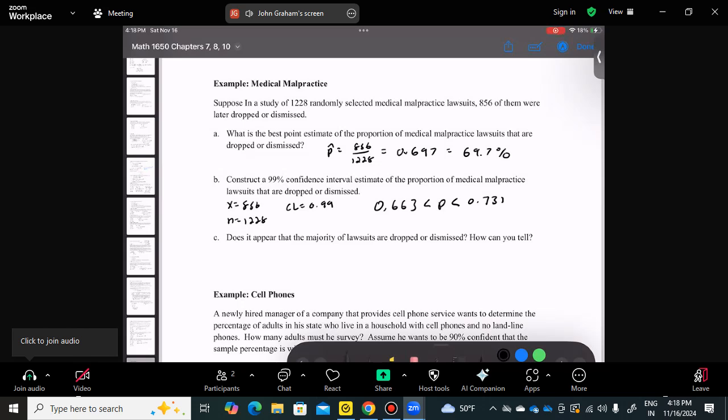Does it appear that the majority of lawsuits are dropped or dismissed? How can you tell? Alright, so the answer to this is yes. The confidence interval is well above 0.5. The majority would be above 0.5, and 0.5 is not contained in this interval, and actually it's nowhere near it. So yes, the majority of these lawsuits are dropped or dismissed.